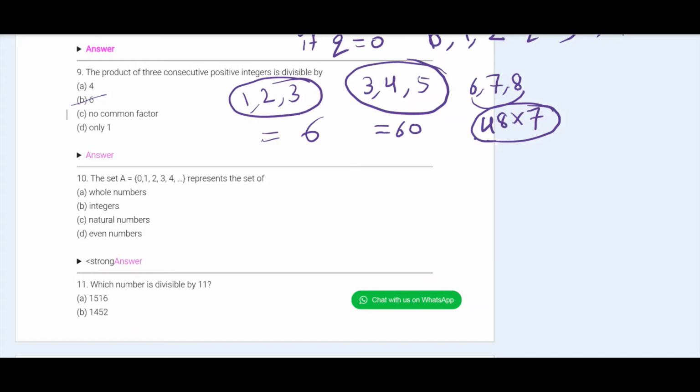Next, coming to 10th question. The set A equals 0, 1, 2, 3 and so on up to infinity. So this set represents the set of whole numbers. The option A.